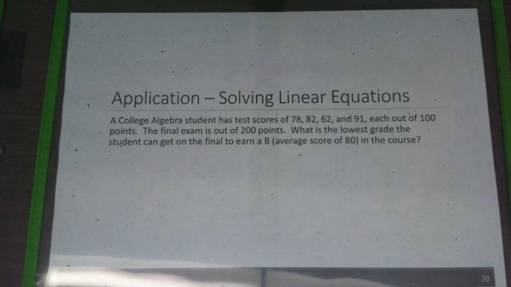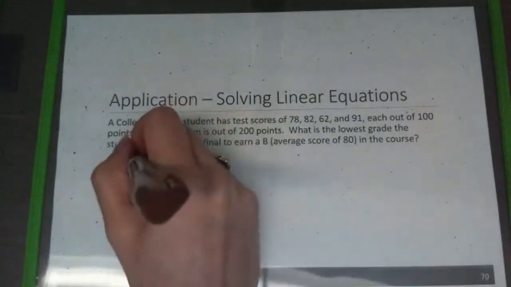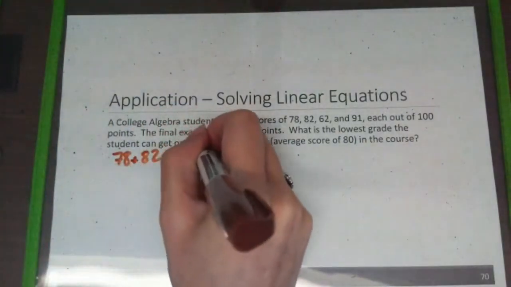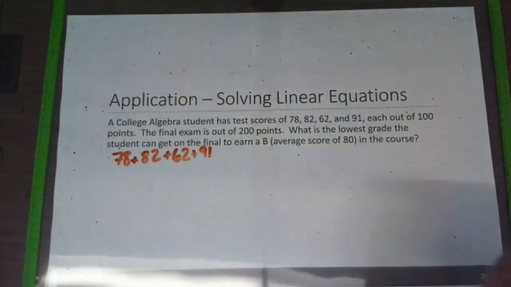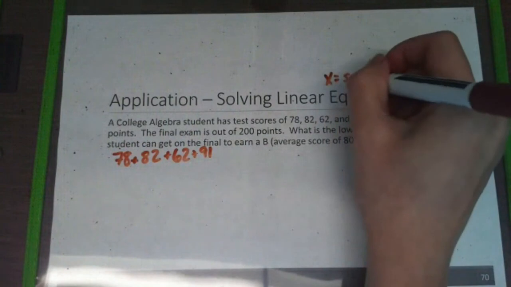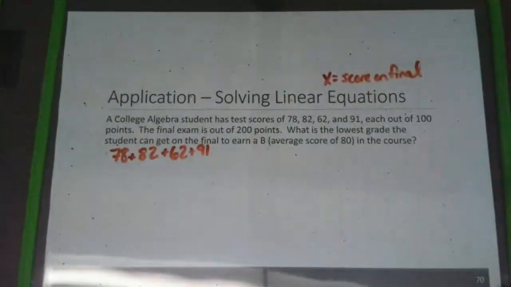So we need to figure out an average. To find the average, we add them all up and divide by the number of things there are. So there's a 78, an 82, a 62, and a 91. The final exam, I'm going to let X be the score on the final. Notice that this final exam is worth more points.